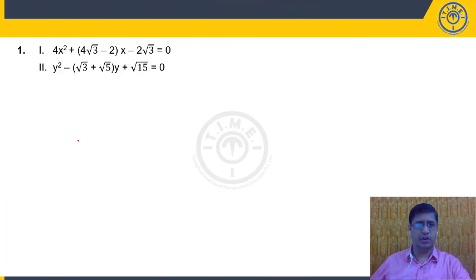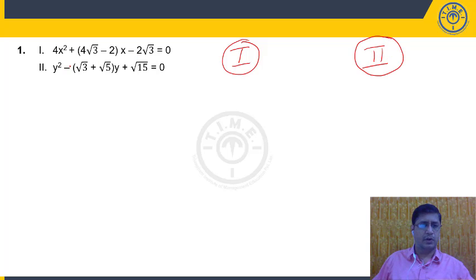Look at the first question on your screen. 4x² + (4√3 − 2)x − 2√3 = 0, and y² − (√3 + √5)y + √15 = 0. What are the roots of the quadratic equations? Look at the first and second quadratic equations. What is the product of the roots and the sum of the roots? The product of the roots is 4 into 2√3.